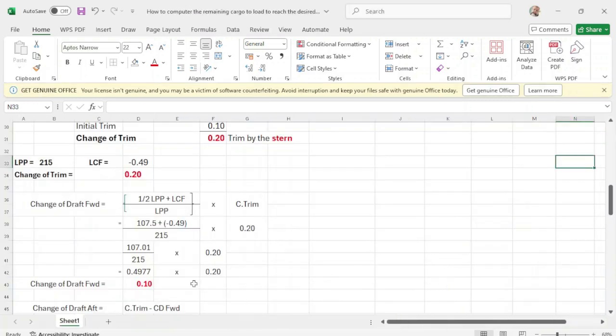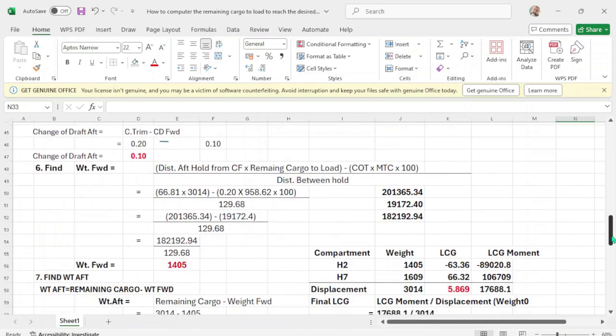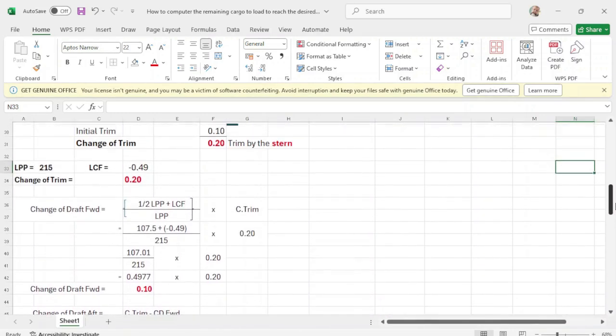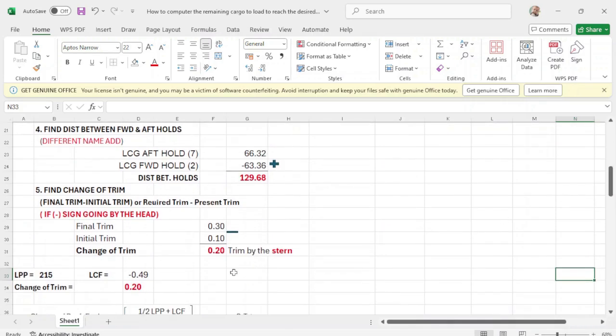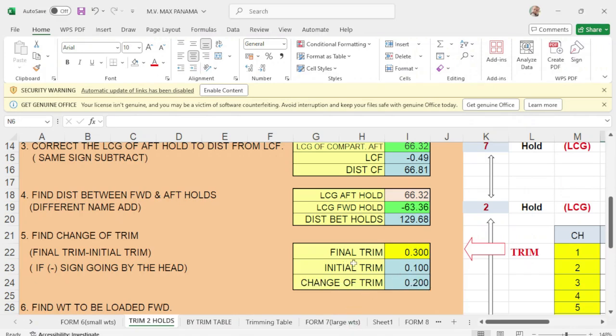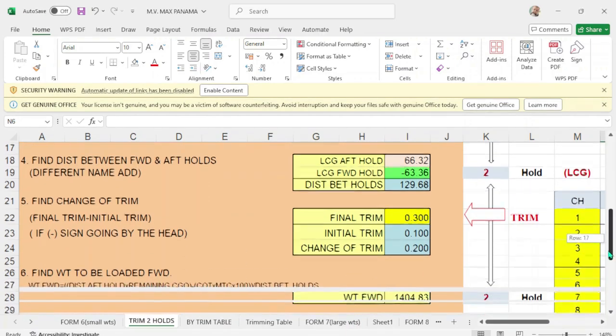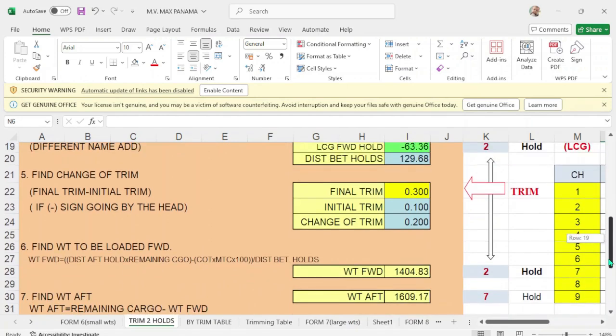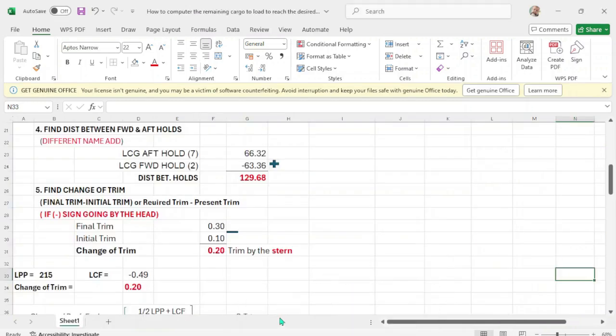Number 5. Change of trim is 20 centimeters, which is this one. Okay. And number 6. Number 6 is how to find in hold number, how much cargo to load in number 2 hold and up hold, which is, this is number forward is number 6. So number 6 here.